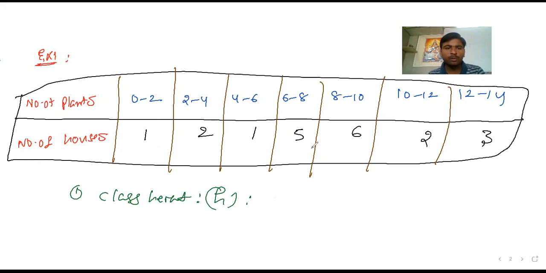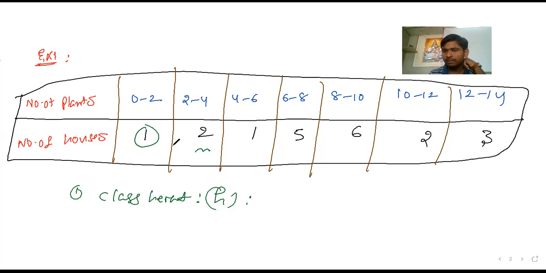Let us take a small problem for this, with the number of plants as grouped data. Number of plants versus number of houses. There are 0 to 2 plants in one house. Then 2 to 4 plants in two houses. 4 to 6 plants in one house. 6 to 8 plants in five houses. This is the number of plants range, and in between the range, how many houses there are is what a group data count is.